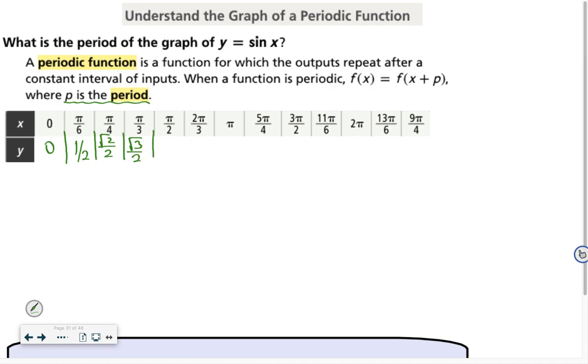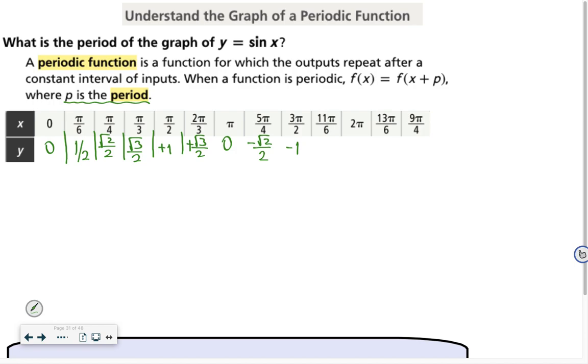If you substitute pi over 2 into the sine function, you will get positive 1. If you substitute 2 pi over 3, you will get positive radical 3 over 2. If you substitute pi, you will get 0. If you substitute 5 pi over 4, you will get negative radical 2 over 2, because 5 pi over 4 is in the third quadrant, and in the third quadrant the sine function is negative. So for 3 pi over 2, you will find negative 1.